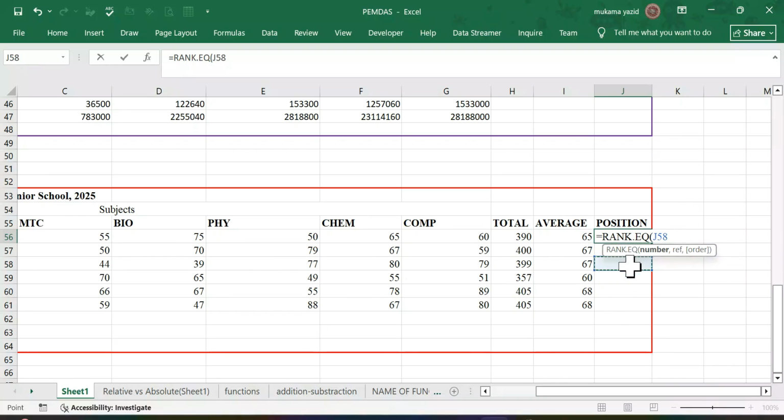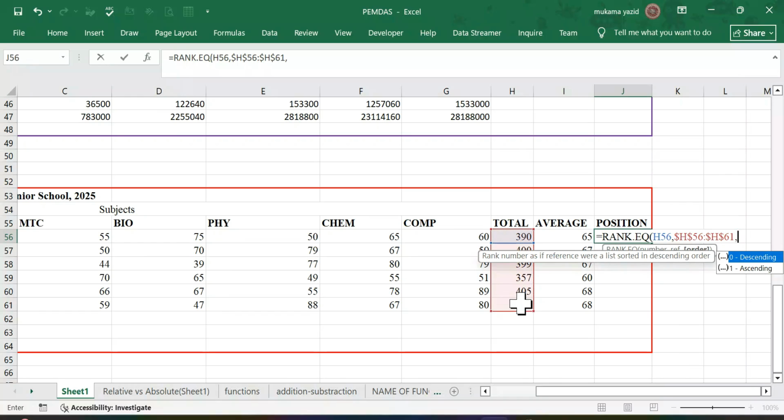From there it will ask me for the number. Obviously I will select the number I want to base on. Depending on that number, it will ask me another question: the reference, from where? It is a reference to the full column which contains the total. So I can lock it so that it doesn't move downward.